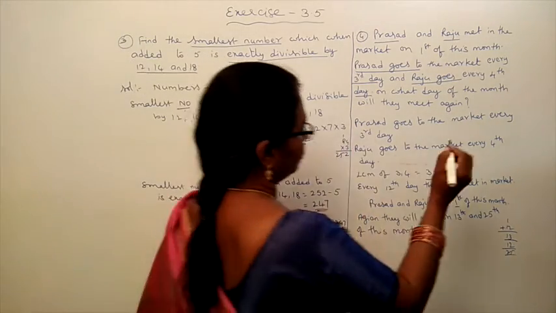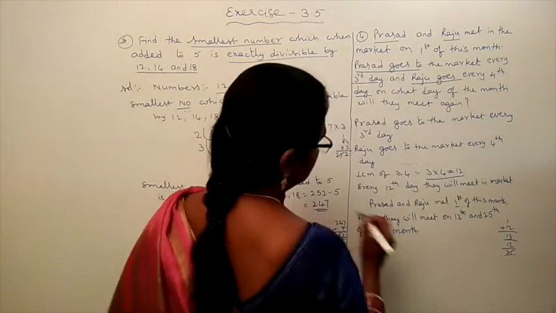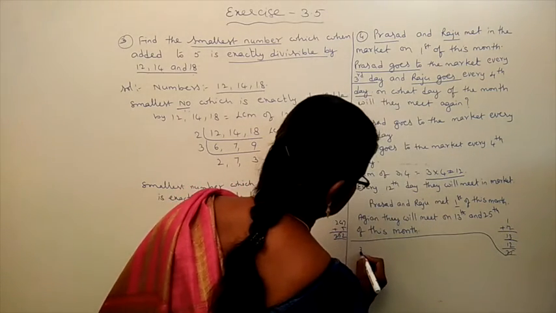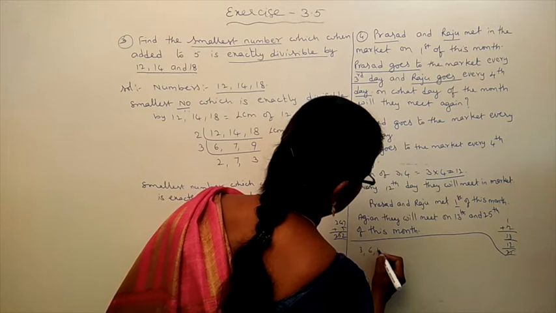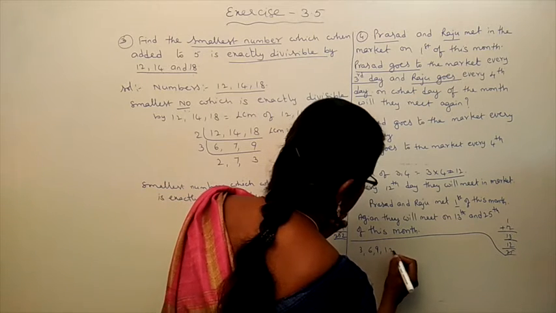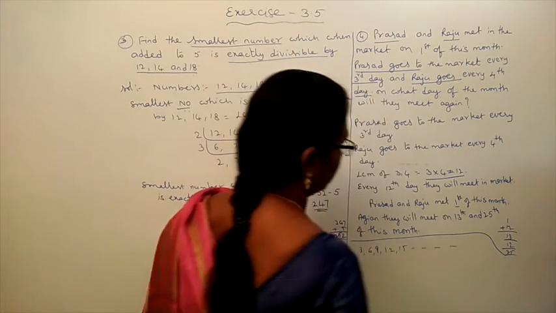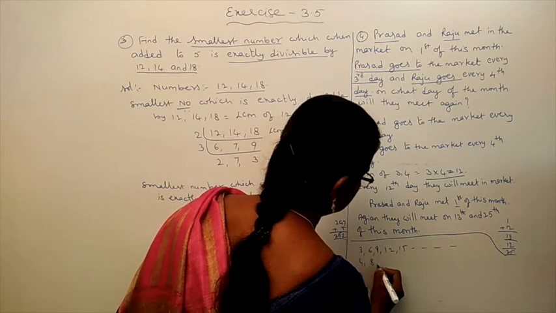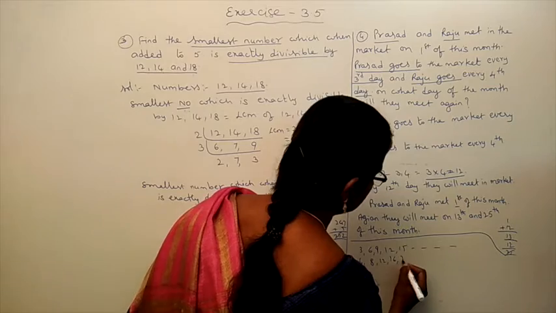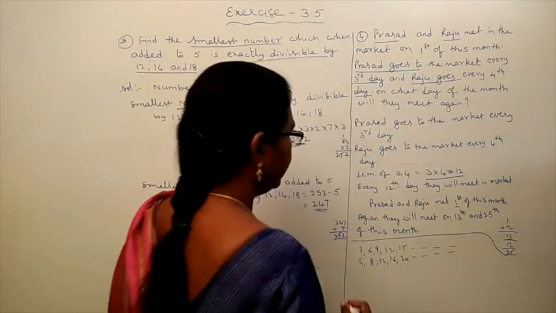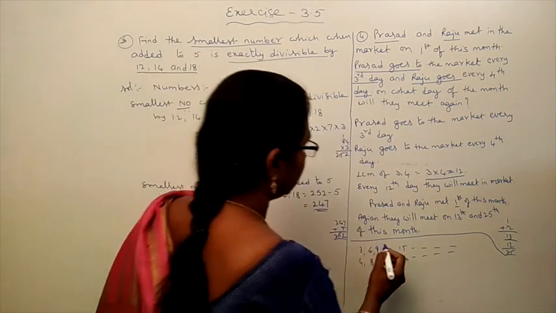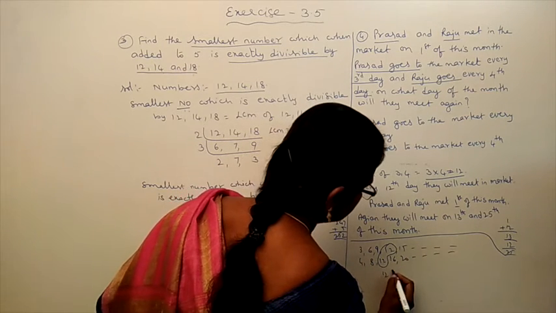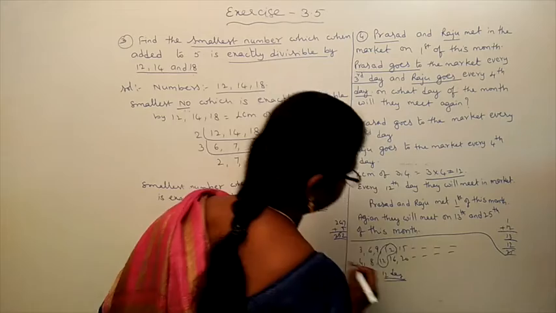Now, suppose Prasad goes every third day, means third day, sixth day, ninth day, 12th day, 15th day, like that he will go. Now Raju, fourth day, 8th day, 12th day, 16th day, 20th day, like that he will go. Now, what is the common multiple here? Smallest common multiple? 12. Now, on the 12th day they will meet.